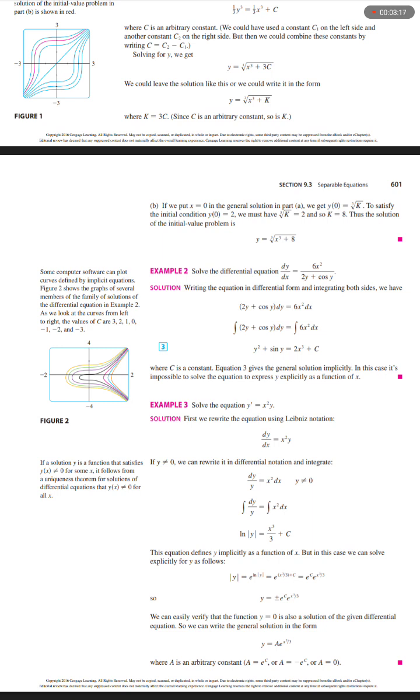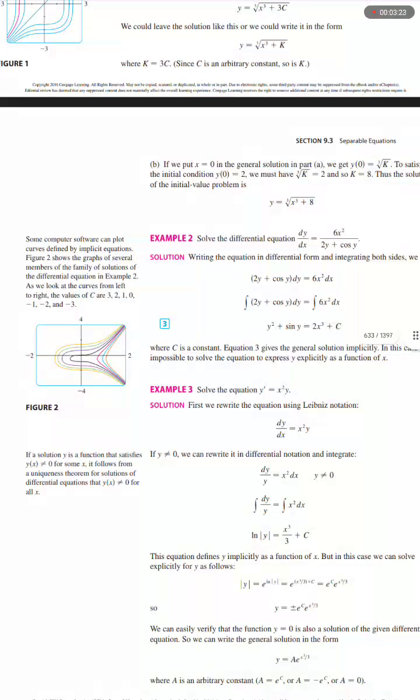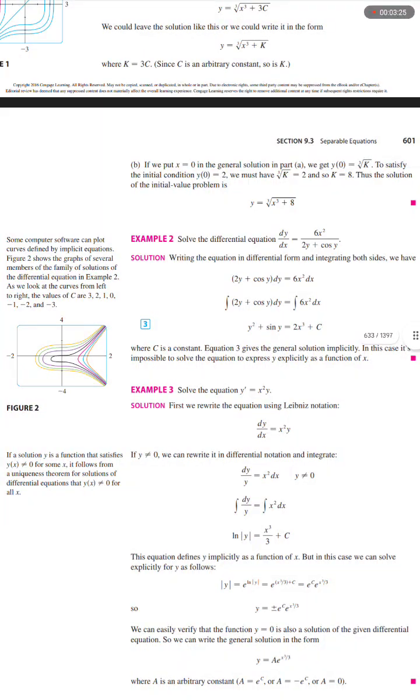Sidebar. Some computer software can plot curves defined by implicit equations. Figure 2 shows the graphs of several members of the family of solutions of the differential equation in example 2. As we look at the curves from left to right, the values of big C are 3, 2, 1, 0, -1, -2, and -3. Figure 2.